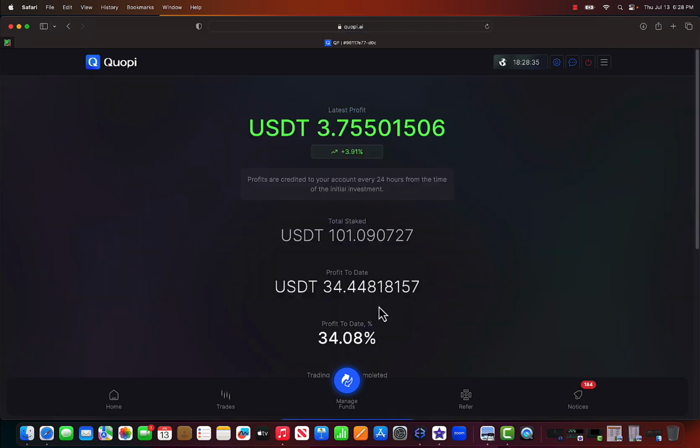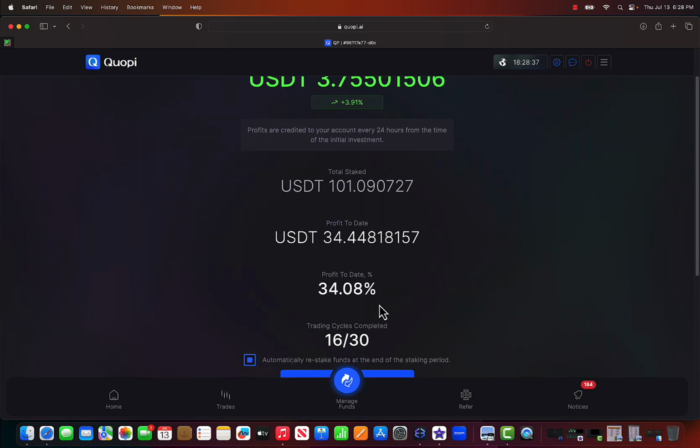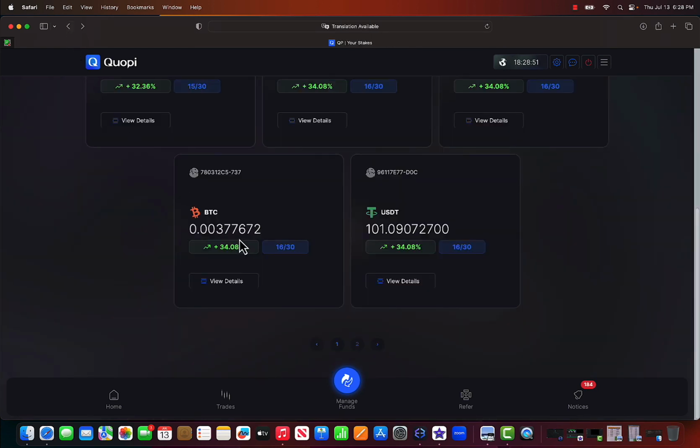Let's click on that one. And that $101 has made $34.44. That equals a 34.08% return on that stake that's been staked for 16 days.